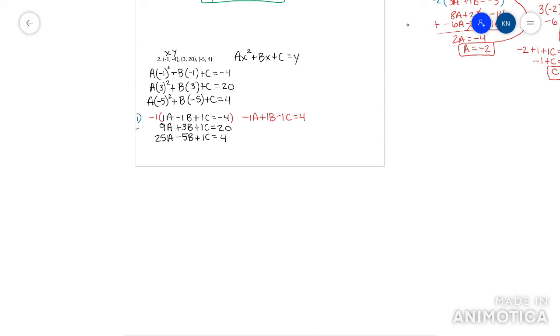So here's equation 1, here's equation 2, here's equation 3. The first way I'm going to do it is I'm going to add equation 1 with equation 2. So equation 1 and equation 2 look like this. Okay. Now the other way I'm going to eliminate c is I'm going to do equation 1 plus equation 3. So that would look like this.